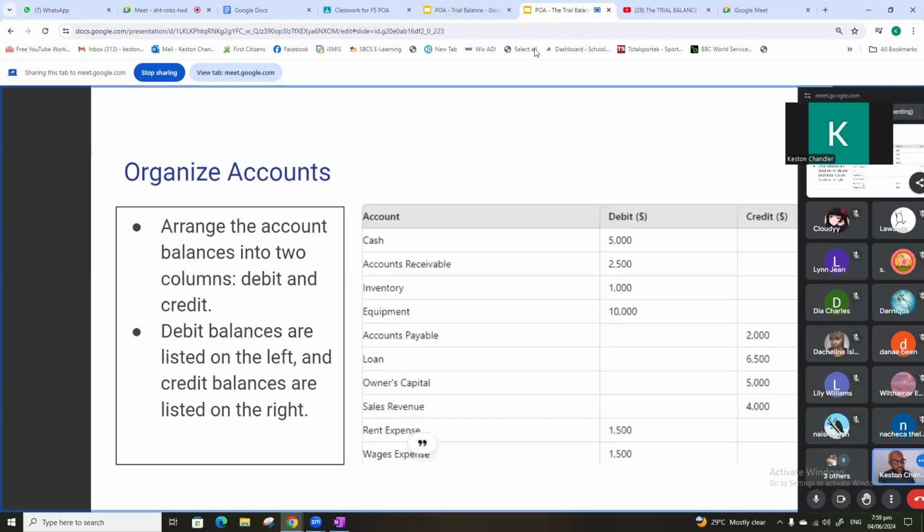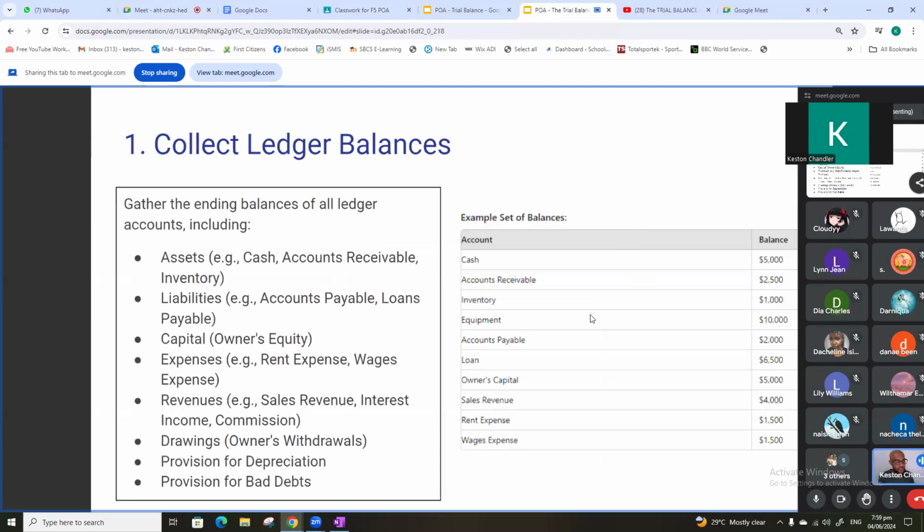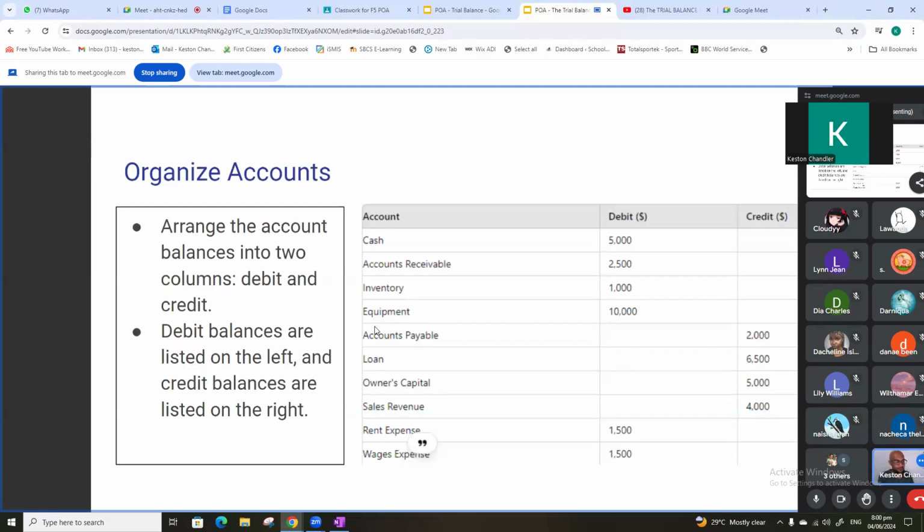So I had the list of balances on the previous page, right? Cash, accounts receivables, inventory, equipment, accounts payable. Receivables are debtors, payables are creditors. Loan, capital, sales revenue, rent, wages, right? And then I have to be able to put them in columns now. Notice here, I have balances separated and arranged in two columns, one being debit, one being credit.